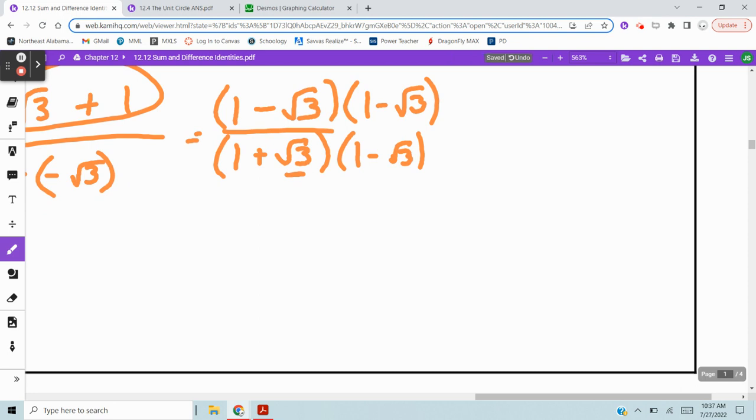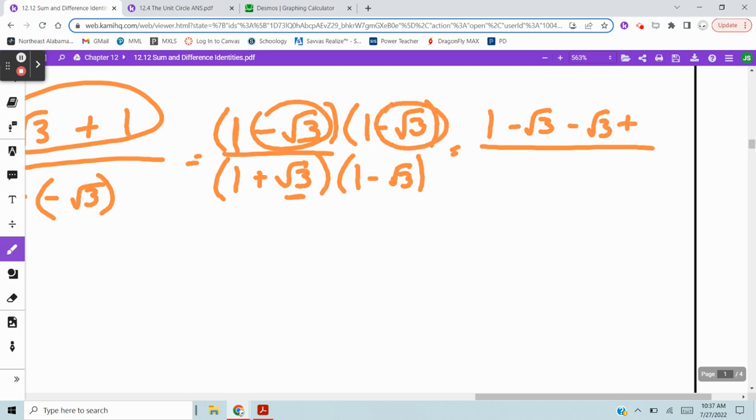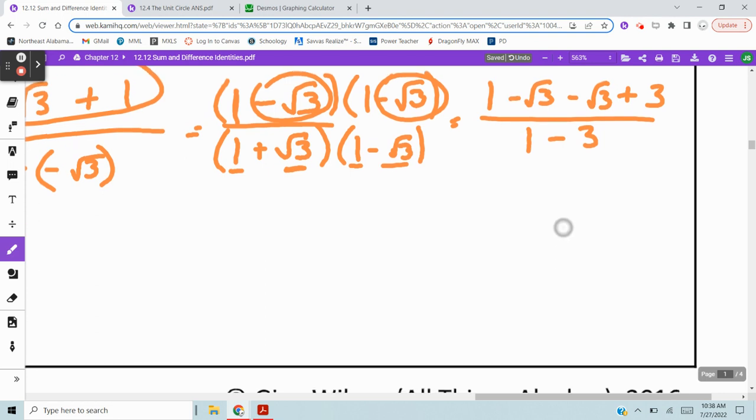And notice the pattern that the tops actually ended up being the same again, and that's going to happen. So we're going to distribute our 1, and that gives us on top 1 minus root 3. We're going to distribute then our negative root 3, and that's going to give us another negative root 3. And then negative root 3 times negative root 3 would be a positive. Root times itself would be 3. On bottom, since they are conjugates, all we have to multiply is first, 1 times 1, and then a positive root 3 times a negative root 3, which is a negative 3.